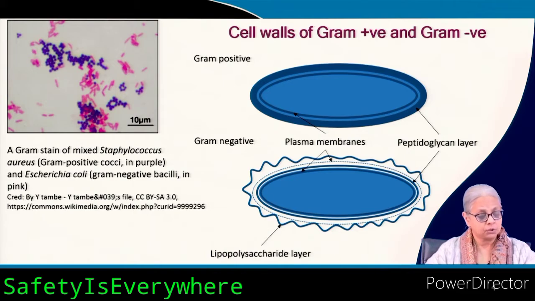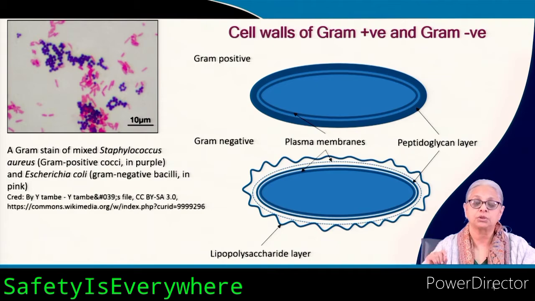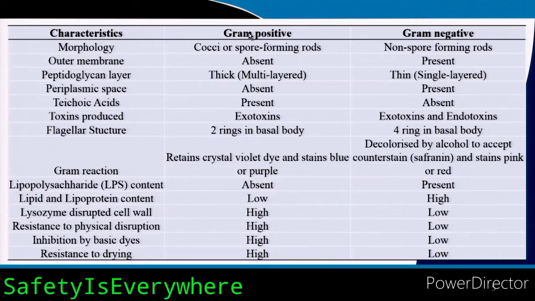So here we have Staphylococcus aureus. It's gram-positive, it's purple, and we have E. coli or Escherichia coli, which is gram-negative, and it's pink in color. So this is one of the oldest staining procedures perhaps that we know of, that has been used, and it continues to be used even today to differentiate bacteria into two groups based on the nature of the cell wall. So here we have the characteristics of gram-positive and gram-negative bacteria.